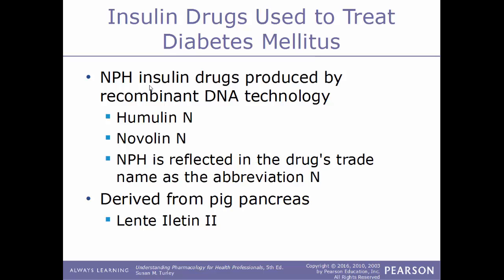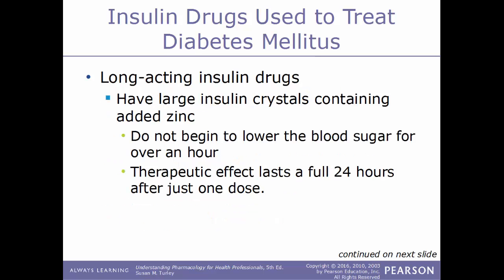And there are different kinds of this type of drug. One type is those that are produced by recombinant DNA technology, such as Humulin N or Novolin N. And the fact that it is an intermediate-acting insulin drug is indicated by the N after the trade name. Another type of intermediate-acting drug would be those derived from the pancreas of a pig. An example of this would be Lente Iletin 2. Right, when it comes to long-acting insulin drugs, these have very large insulin crystals that contain an added amount of zinc to them.